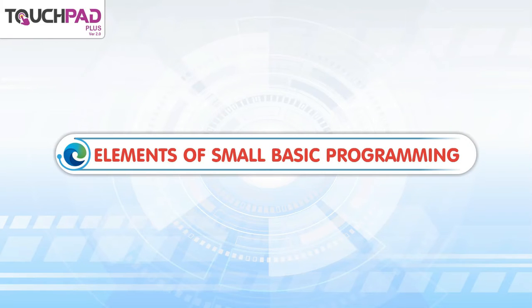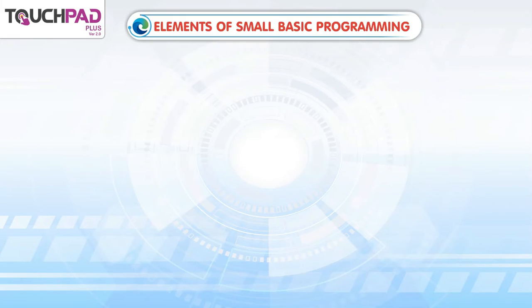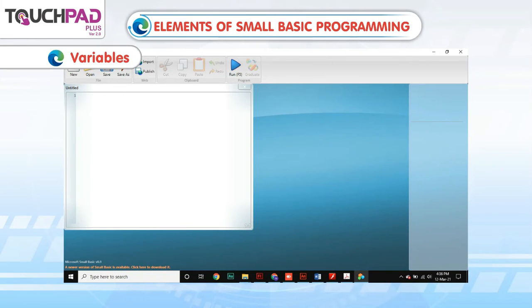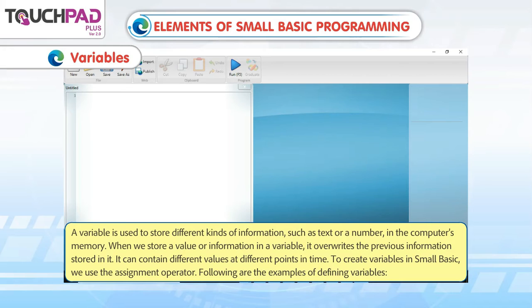Elements of Small Basic Programming. We will now learn about the basic elements of the Small Basic Programming language. Variables. A variable is used to store different kinds of information such as text or a number in the computer's memory. When we store a value or information in a variable, it overwrites the previous information stored in it. It can contain different values at different points in time.